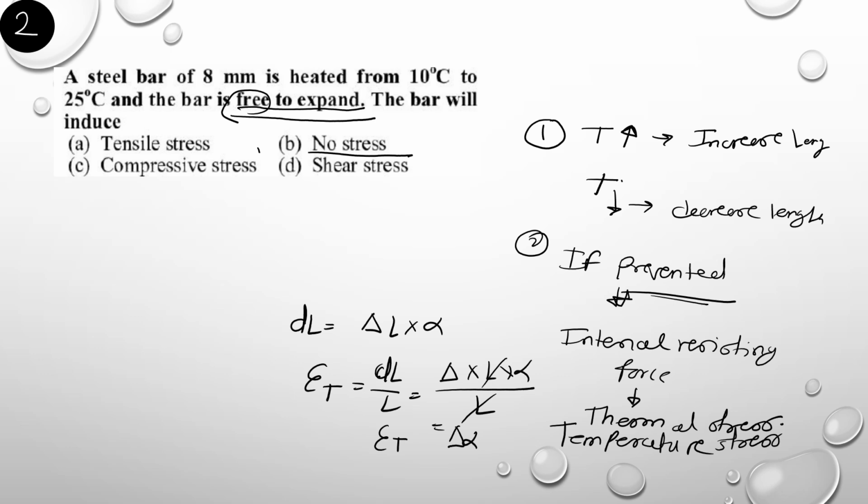So the answer is B. If they mention that expansion is prevented or stopped, then thermal stresses are induced, that is, temperature stresses and thermal stresses, not tensile stresses. Prevented means thermal stresses. If free, then no stresses. So option B is correct.